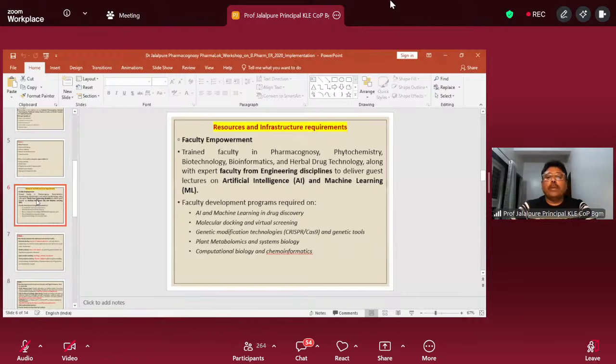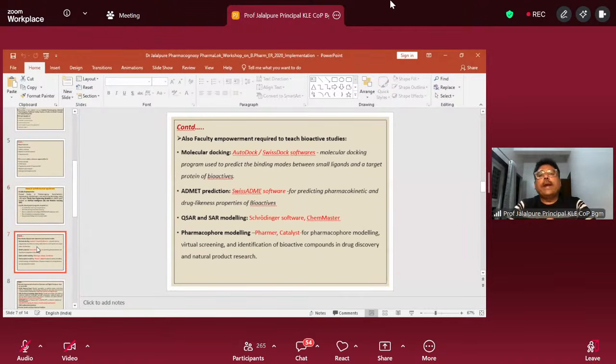Then plant metabolomics and systems biology: our teachers must have taught these subjects in postgraduate studies in pharmacognosy, but this has been put in this new syllabus for the undergraduate students. Then computational biology and chemoinformatics. In these areas, our pharmacognosy faculty members should undergo some faculty development programs and acquire knowledge to teach these subjects to the undergraduate students. Faculty empowerment is also required to teach bioactive studies. So a lot of information has been put in this syllabus.